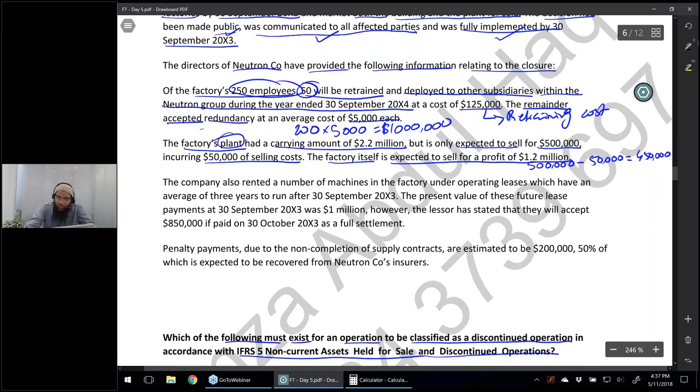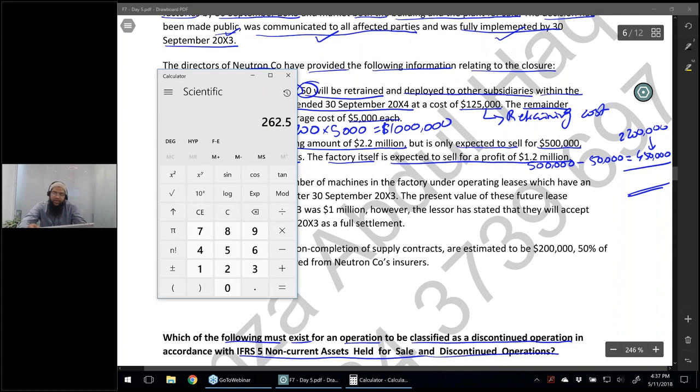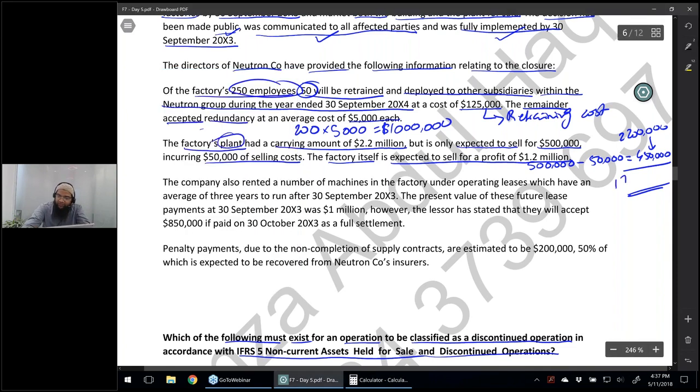So carrying amount was 2,200,000 and we are going to sell it at 450,000. So what amount of loss are we going to incur? 2,200 minus 450 is going to be 1,750,000. 1,750,000 is the value of the loss.